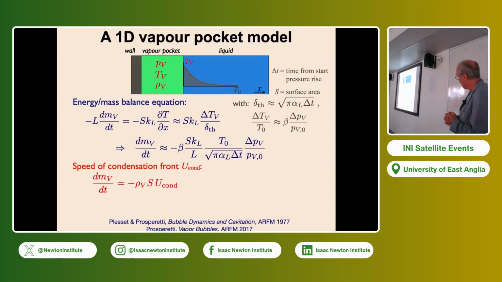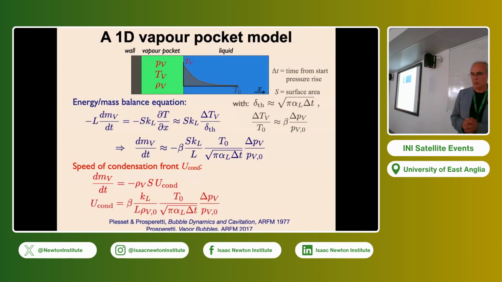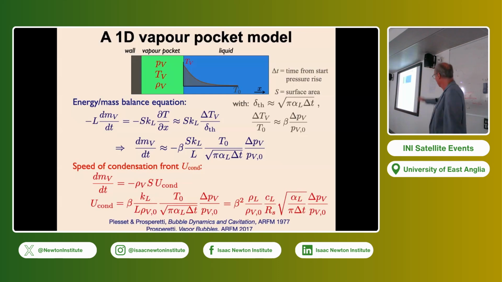Now, the speed of the condensation front we just define by dividing through the density and the surface area of the pocket. And then if we plug all those ingredients together, we get an expression of the speed of the condensation front expressed in the pressure rise inside the vapor pocket. And we can neaten this expression up a little in dimensionless groups that are more understandable, like the ratio between the liquid density and the vapor density, and the ratio of the specific heat in the liquid and R_s, the specific gas constant.